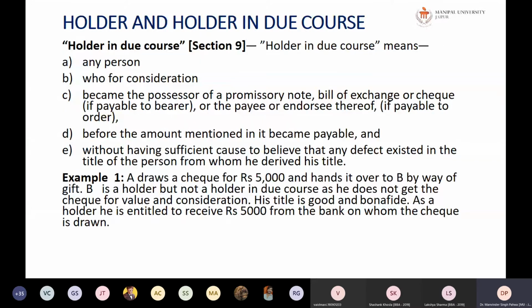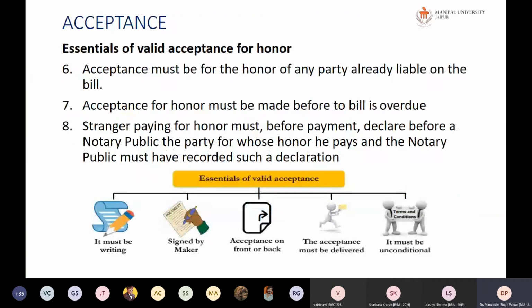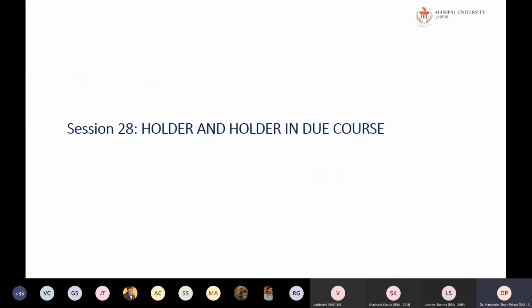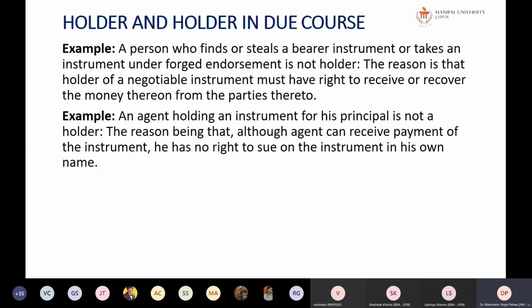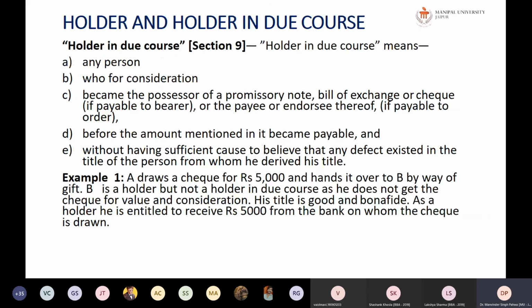Okay, so now we'll be studying holder in due course, which is given under section 9. So let me revise for you. Section 4 is of promissory notes. Section 5 is of bills of exchange. Section 6 is of checks. Section 7 is of acceptance. And section 8 is of holder. Section 9 is of holder in due course.